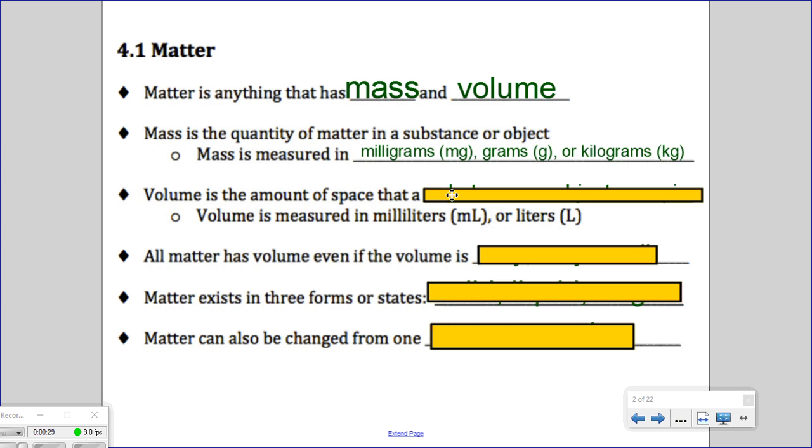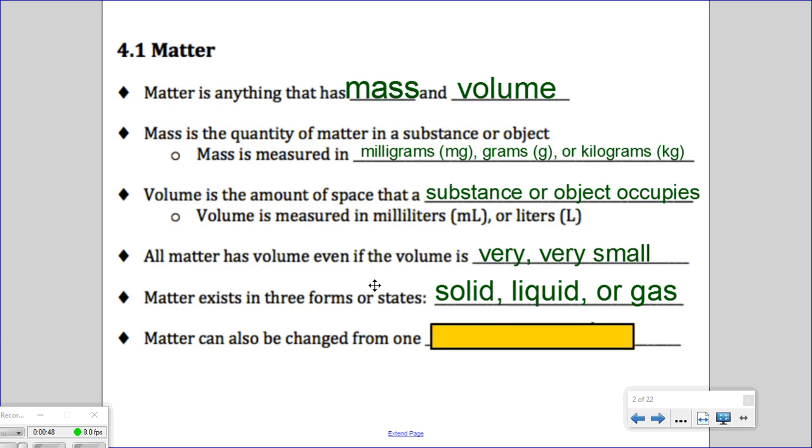Volume is the amount of space that a substance or object occupies, and volume is measured in milliliters or liters. Now, all matter has volume, even if the volume is very, very small. Matter exists in three forms or three states. It can exist as a solid, liquid, or gas.